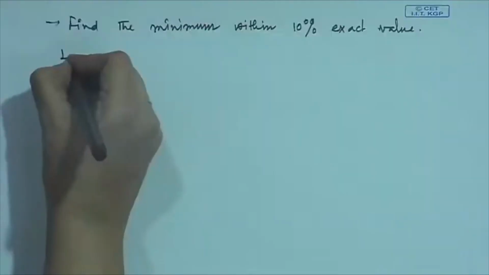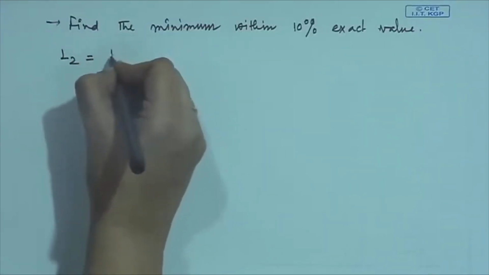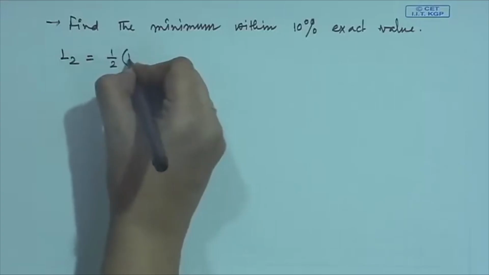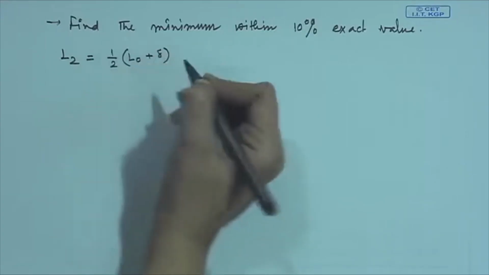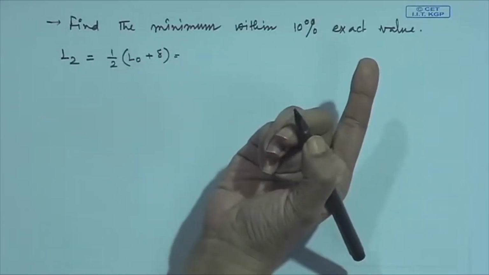For reaching this exact value concept, I am giving you the answer as I told you, what will be the size of the interval of uncertainty after doing 10 experiments, after getting 10 approximations. That part I am going to tell you first, then I will give you the answer for this. What is my L2? L2 was L naught by 2 plus delta by 2. All right.